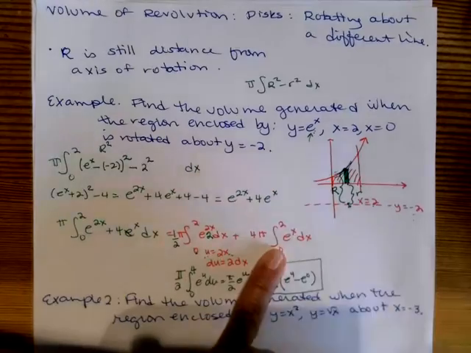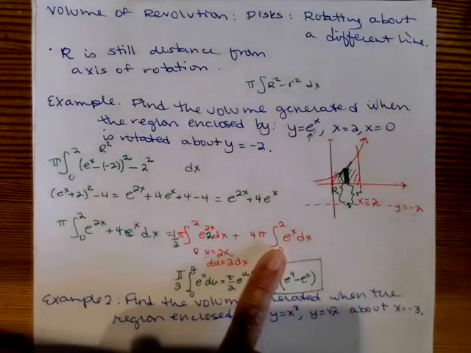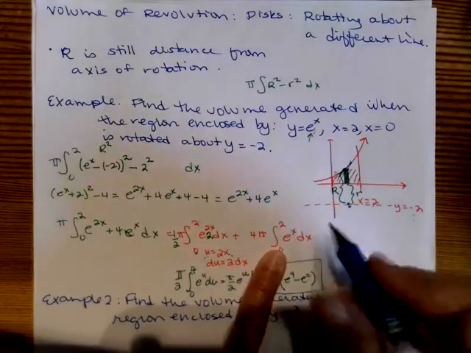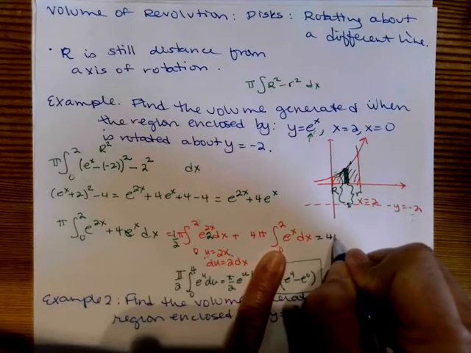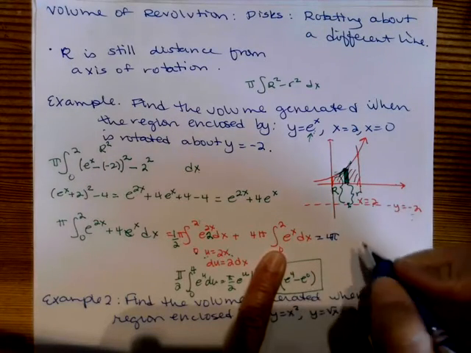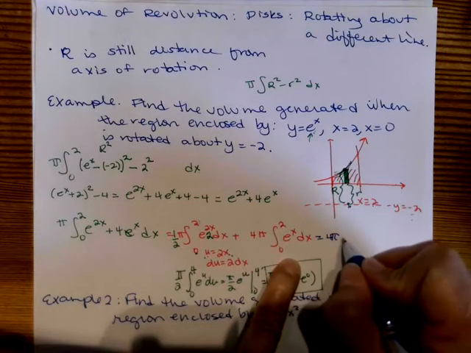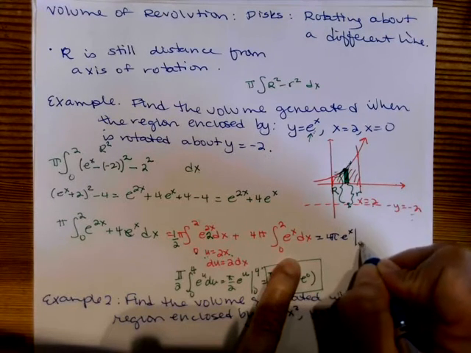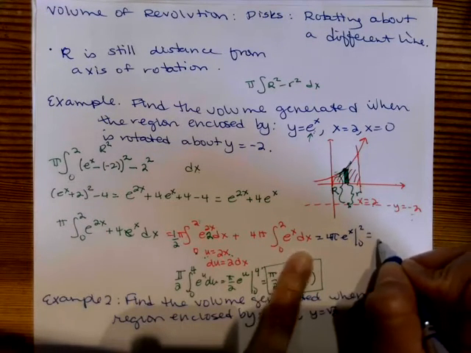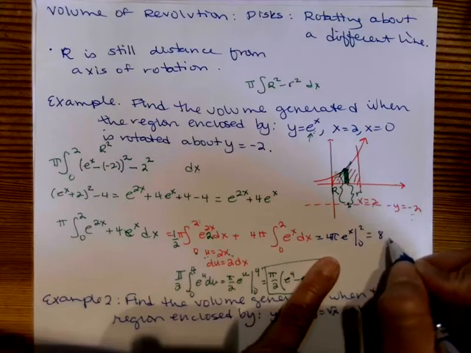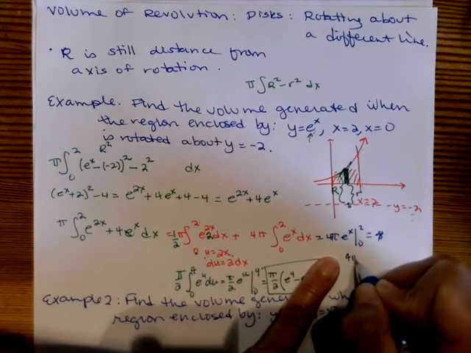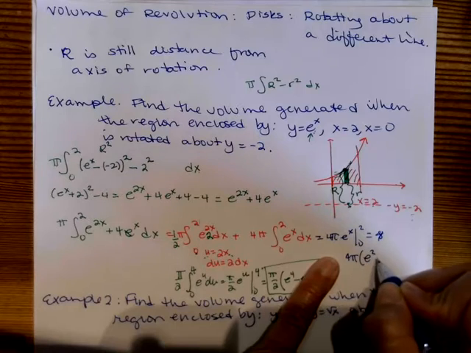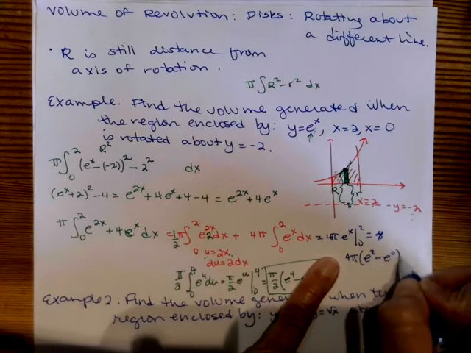Now I still have to do that second part. Let's go back to blue. Now just integrating the second one, I've got 4 pi, and then integrating e to the x dx is just e to the x between 0 and 2, so I get 4 pi times e squared minus e to the 0.